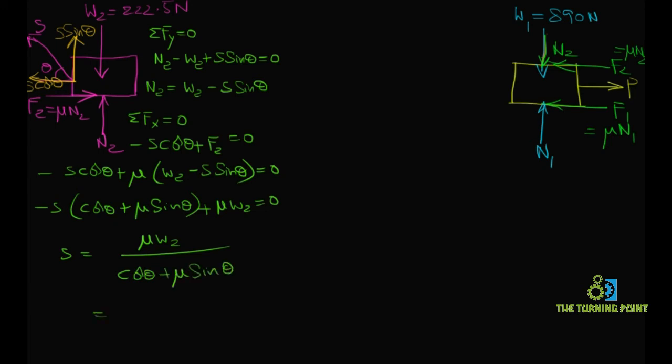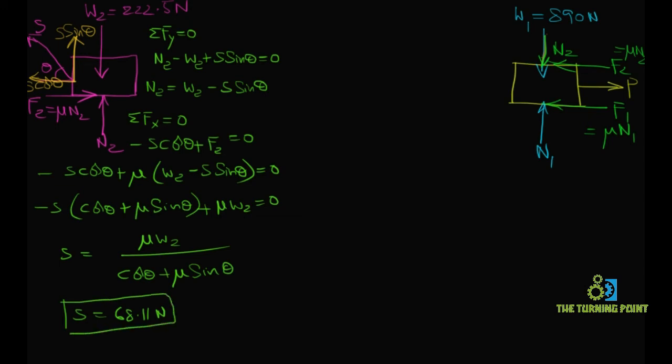Substitute the values from the given question. Mu is given as 0.3 and W2 is 222.5 newtons, and theta we have got is 36.86, right? When you substitute those values, you will get the value of S. When I simplify this, I got 68.11 newtons. This is the value of S.